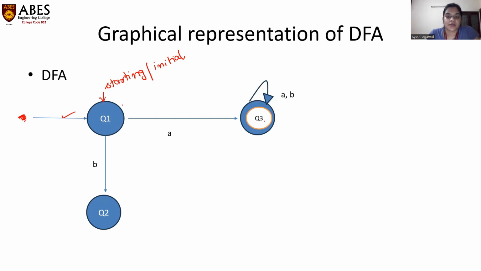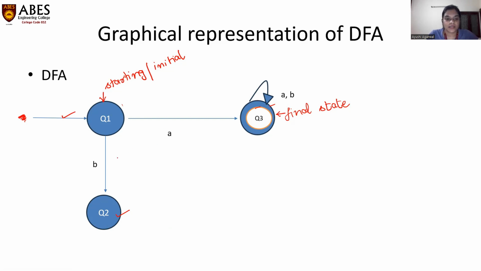Next, let us move on to state Q3. This state Q3 has two circles, an inner circle and an outer circle. So any state having two circles is always a final state. This is how we denote the initial state and the final state differently. The initial state has an empty arrow and a final state has two circles. Next, state Q2 is the intermediate state. Any number of intermediate states will be denoted like this. It will not have a double circle and it will not have an empty arrow, right?